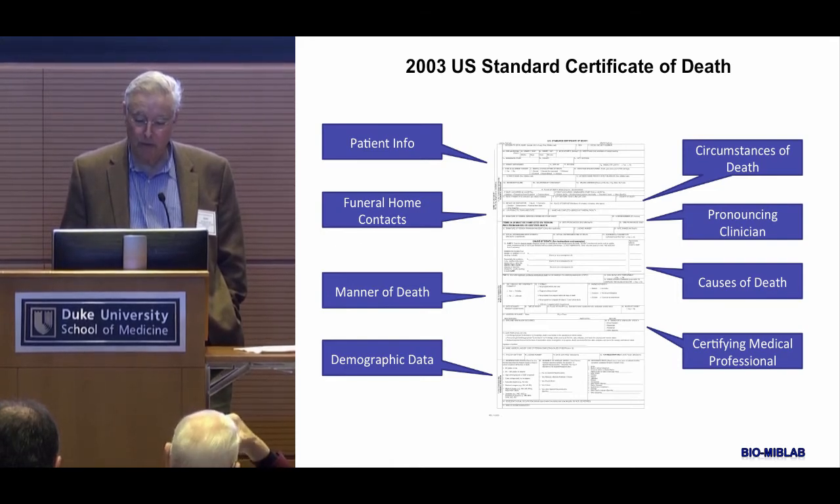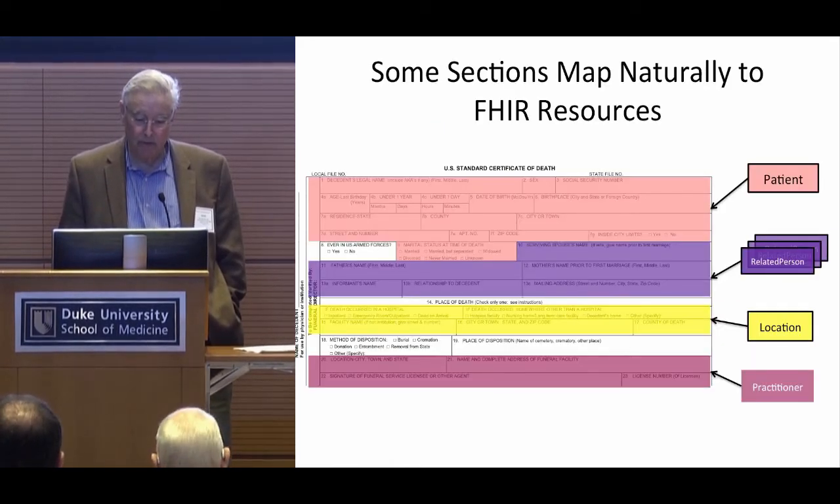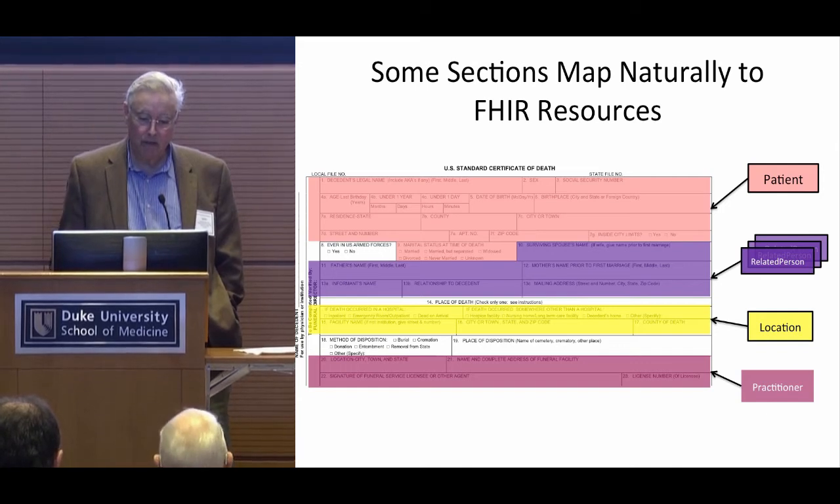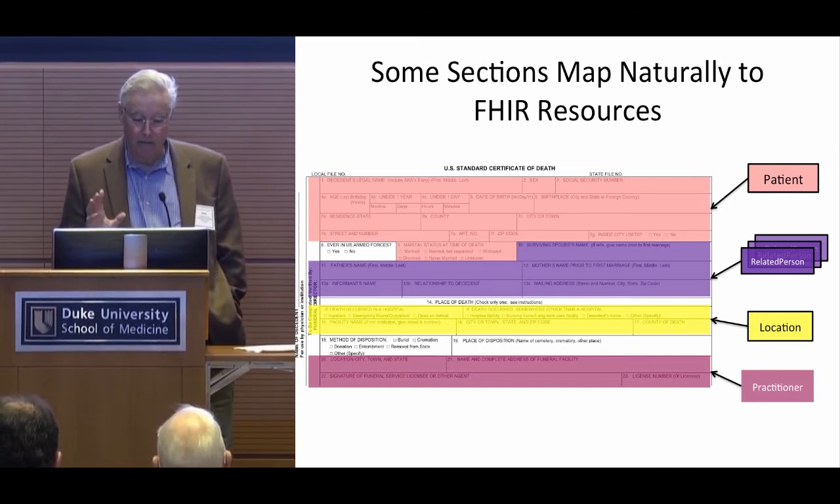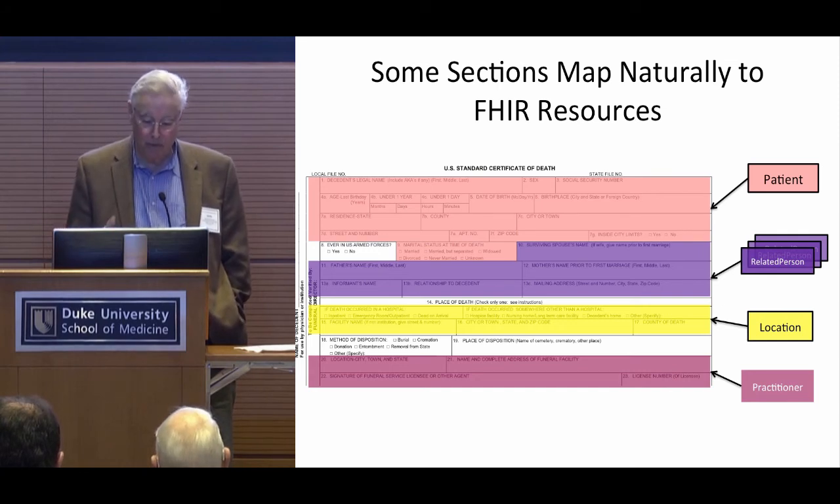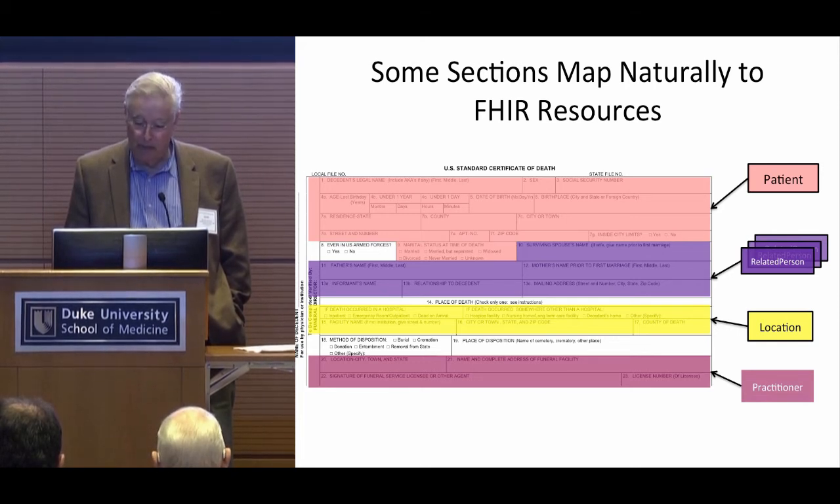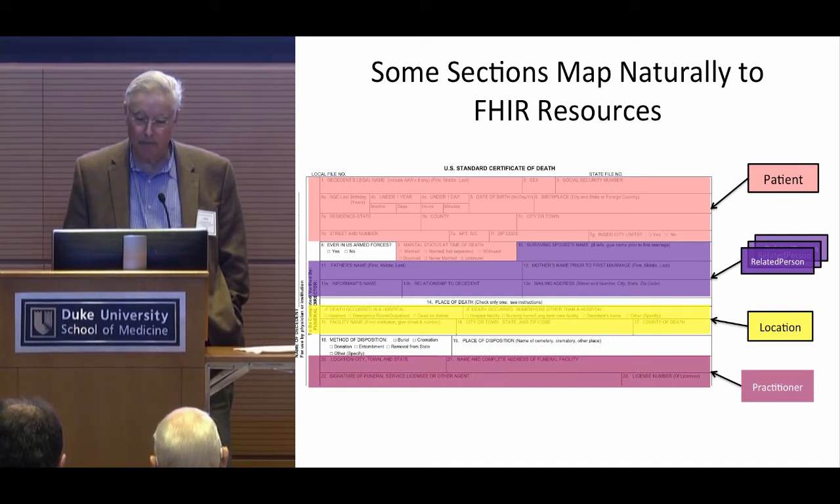We're back to where we started. Here's an example of a section of the death reporting certificate that very easily maps to FHIR resources. This is the demographic data. This is the patient resource, related person resource, location resource, practitioner resource.